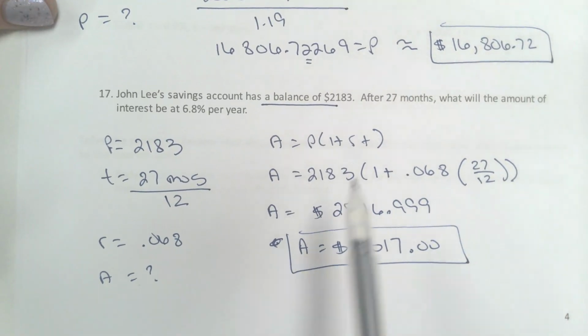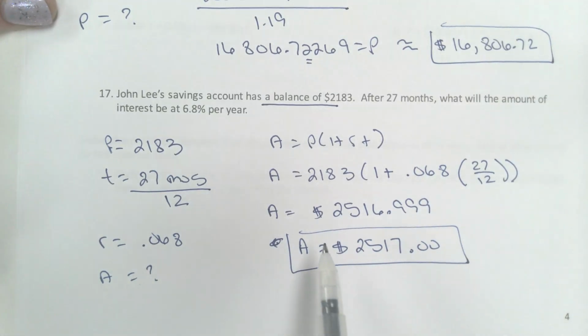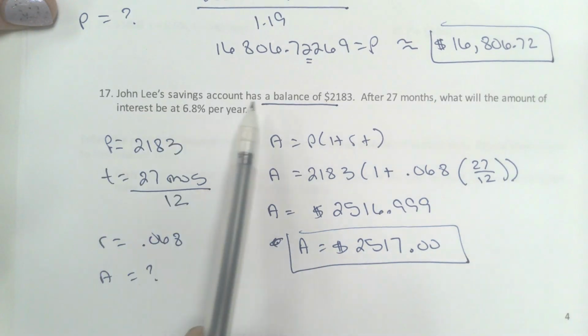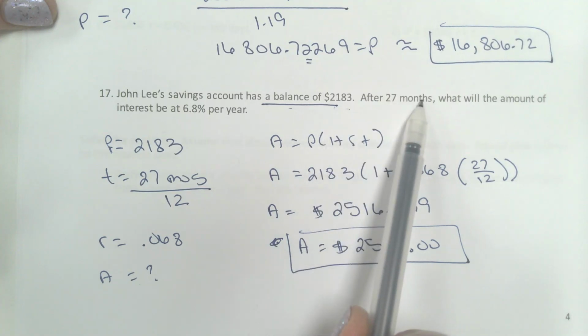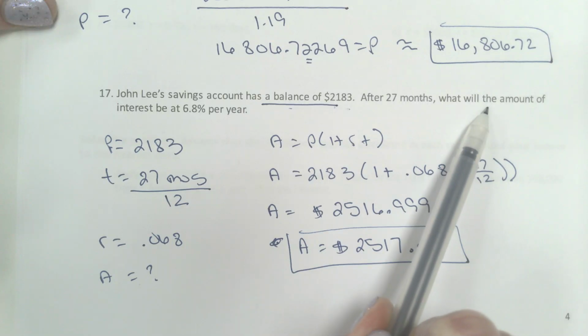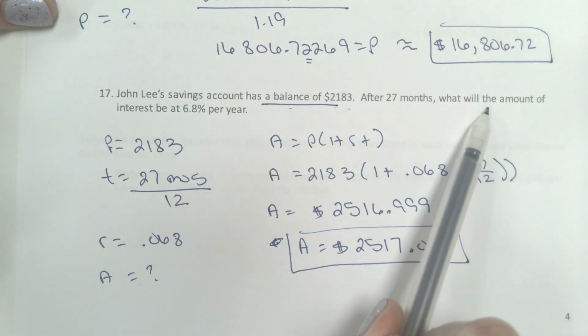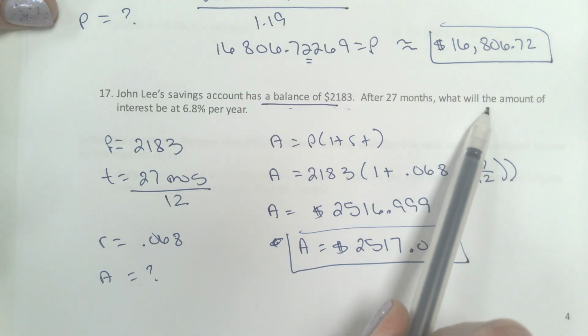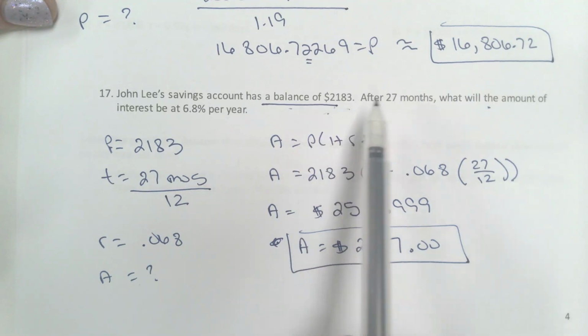On 17, I feel like I need to make the wording more user-friendly. It has a balance of this. And it says, after 27 months, what will the amount, I think that I'm trying to ask, what will the amount be in the account? So I'm asking what the future amount is. So here is my P, my initial amount.